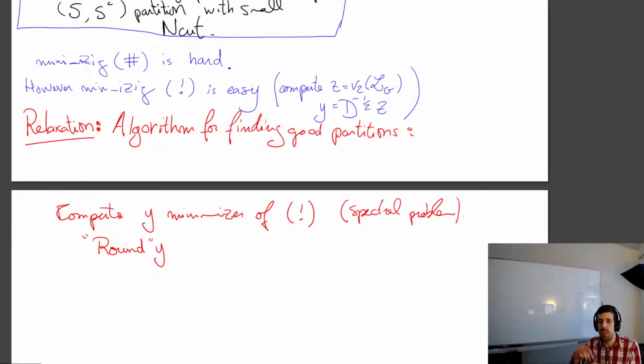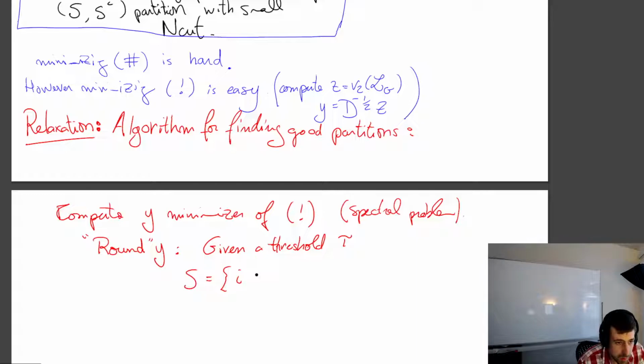Okay, the word rounding comes because this was traditionally used in integer programming, where you have to optimize things over integers, you relax them to not be integers, and then you literally round. Here we still use the word rounding, but how would I do this? Given a threshold tau, just define S equals all nodes i such that y_i is smaller or equal than tau.